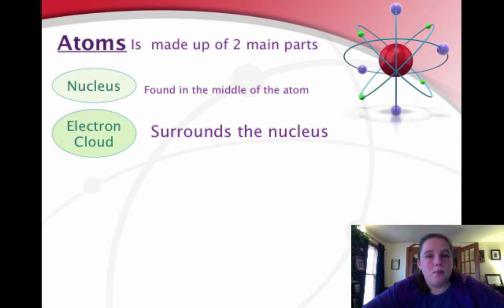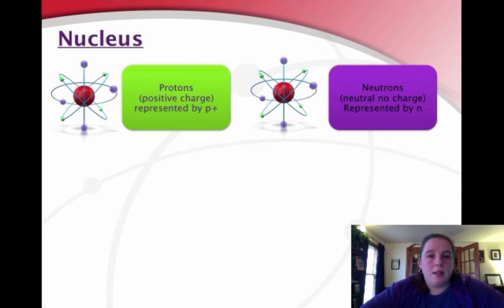So these are your two main parts of an atom, and I'll show you who lives there and what they do. Nucleuses have two guys that live there, and I call them housemates. These are your protons and your neutrons. Protons have a positive charge, and they're represented by a P and a plus sign, so those are easy to remember. And then you have neutrons, which are neutral or no charge, meaning they're not positive and they're not negative, so we just represent them by an N. So here are your two housemates, protons and neutrons, that live in your nucleus.